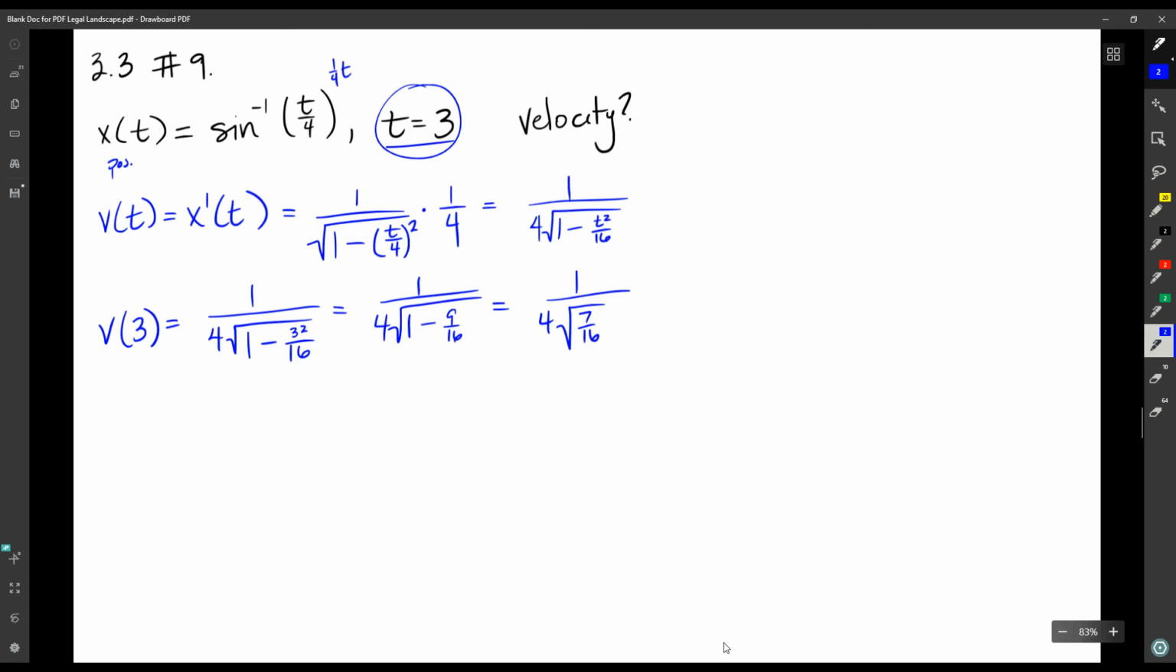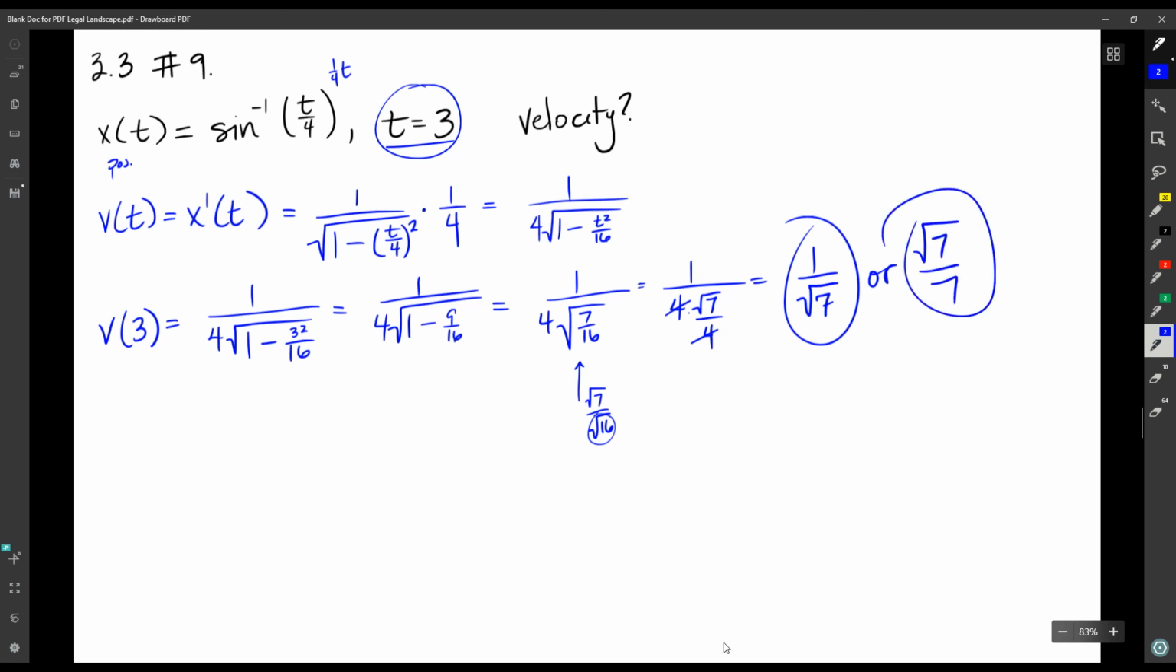So we could say we kind of have an answer here, but this isn't very simplified. The first thing I notice is that the root of 7/16 we can think of as root 7 over root 16, and the root 16 is a 4. So now I'm looking at 1 over 4 times the square root of 7 over 4, and those 4's conveniently cancel. So now I have a final answer of 1 over the square root of 7, which is okay. Or if we rationalized, we would have the square root of 7 over 7, and that's number 9.